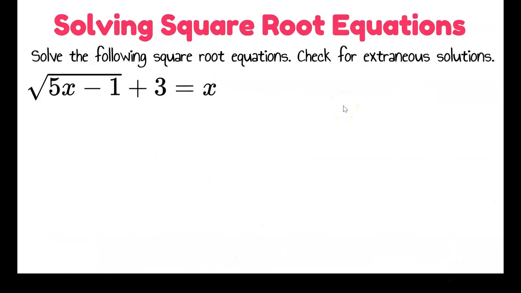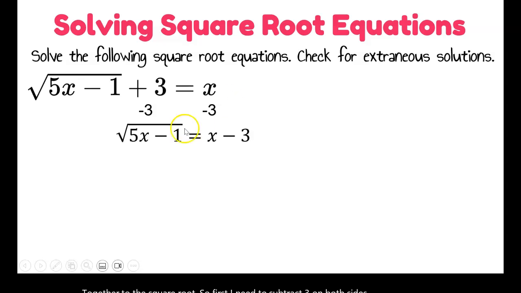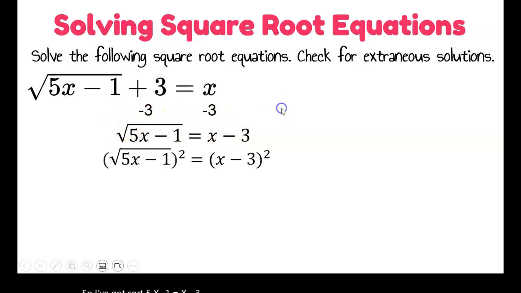Seeing another example, the same idea, okay? First, need to get this square root alone, trying to get rid of the square root. So first, I need to subtract 3 on both sides. So I've got square root of 5x minus 1 equals x minus 3. Cool. I get rid of the square root by squaring both sides. That gets rid of the square root.